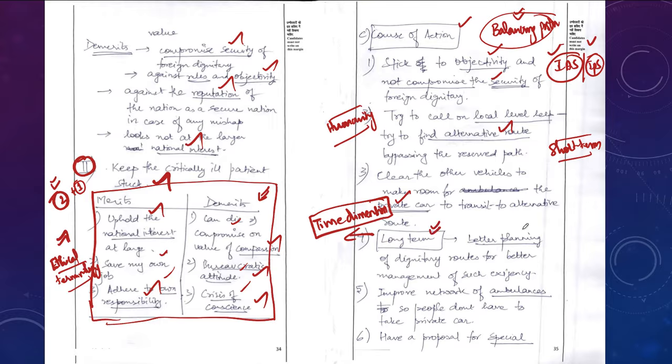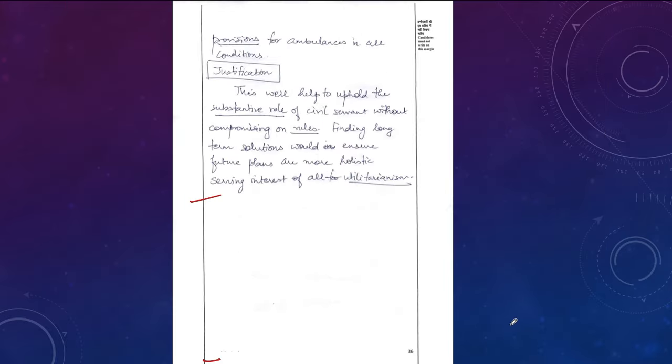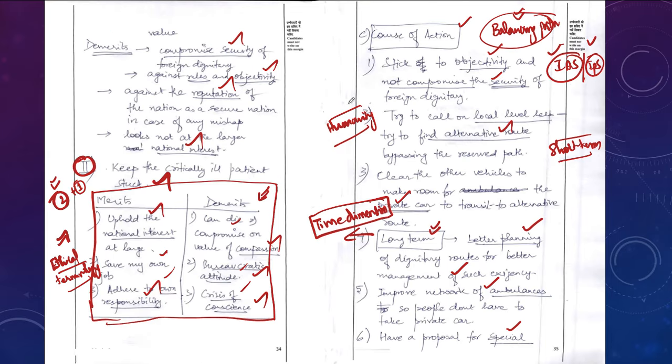In future I will work upon better planning, better management. I will find what the network of ambulances is, so that they will not compromise this particular route of security, and have a proposal for special provisions for ambulances. That's why I'm telling you, toppers will not only think about today, they will think about tomorrow as well. That is the time dimension. So when you are taking a course of action, the why component, how you are going to take a decision and why you are going to take a decision, these two are important. And in that, this particular topper has balanced the humanitarian approach and the security approach, and has taken the time dimension.